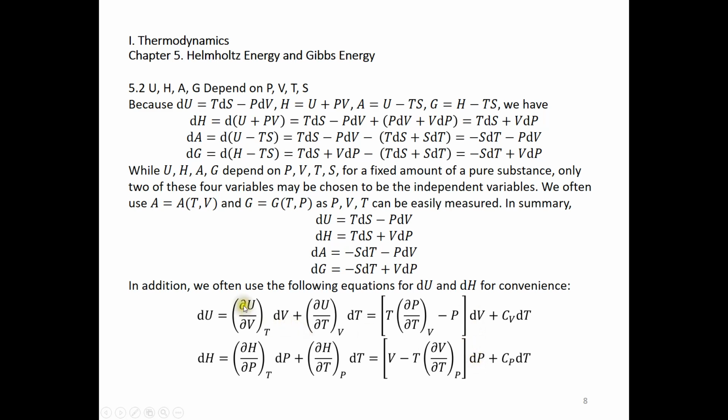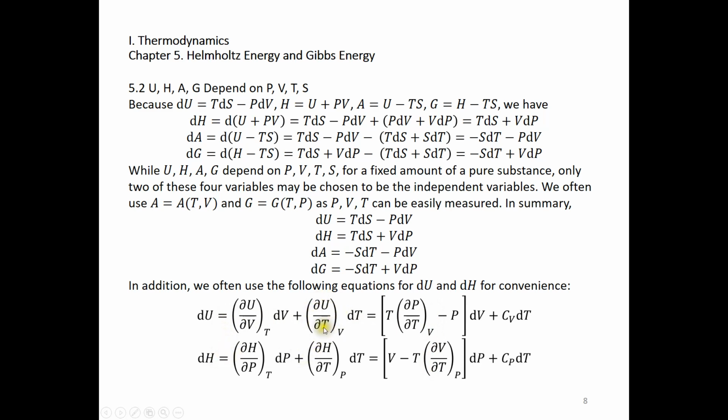There's another reason. Delta U over delta V at constant temperature can be expressed in this form. And if you look at this, it involves only pressure, temperature, and volume. All three quantities can be easily measured. Delta H over delta P is V minus T times delta V over delta T at constant pressure. Again, this can be measured experimentally easily, and it can be derived for other substances as well. So it's just convenient to use these expressions for dU and dH as well.